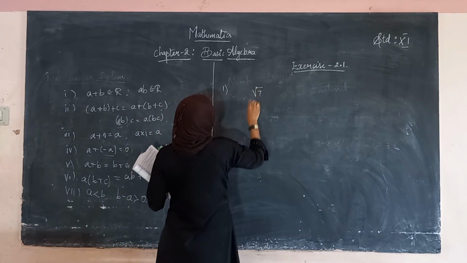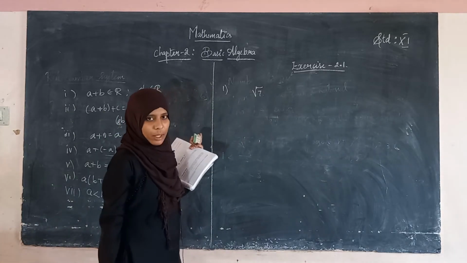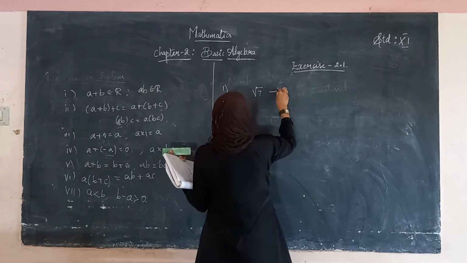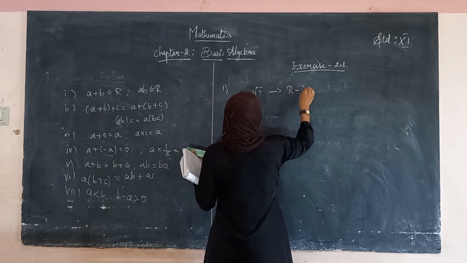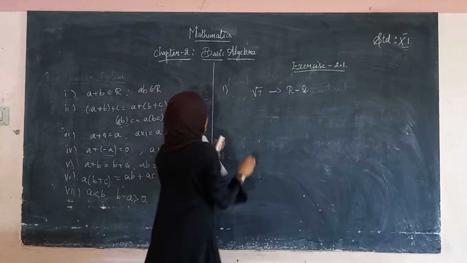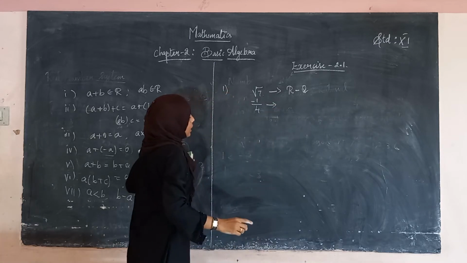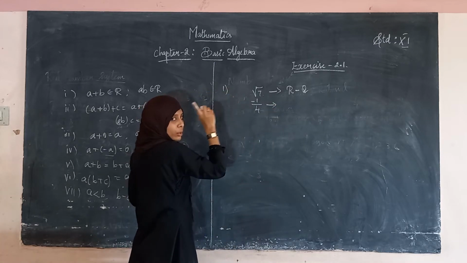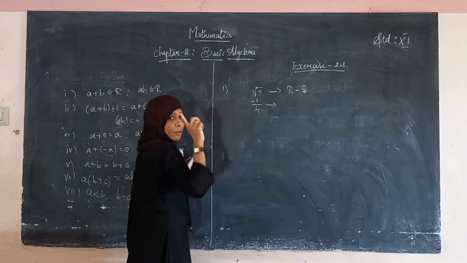Root 7. What kind of number is this? We know that root 2 is an irrational number, we have seen that. So root 7 is also an irrational number. An irrational number is represented like this, R minus Q. The next term, minus 1 divided by 4. See, we have only 1 as the common factor. Here we have 1, here too we have 1. The only common factor is 1.